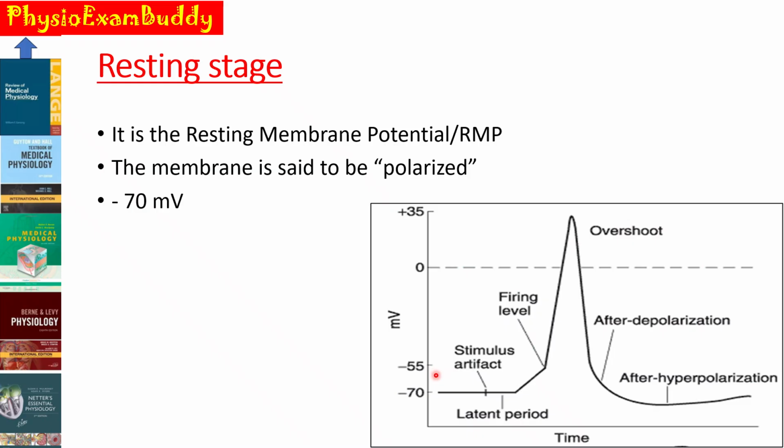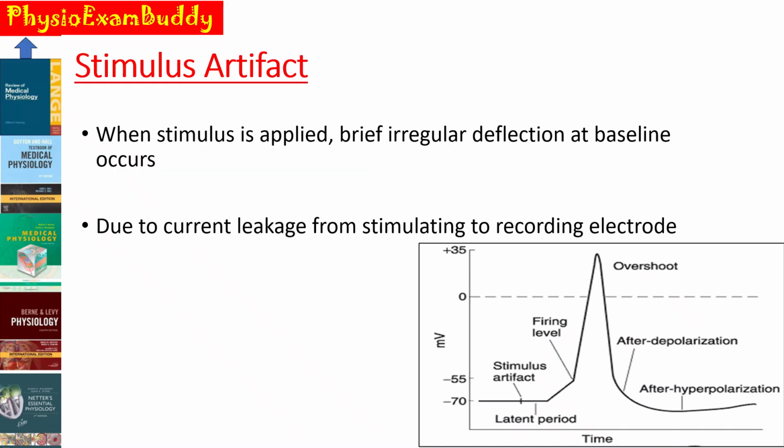Now we will see the stages of the nerve action potential. First, about the resting stage. Resting stage, it is the resting membrane potential or RMP of a neuron and it is the voltage at which the membrane is said to be polarized or charged. And in case of neuron, the resting membrane potential is minus 70 millivolt. So, you have to draw it as a horizontal line, that is the resting membrane potential or the RMP.